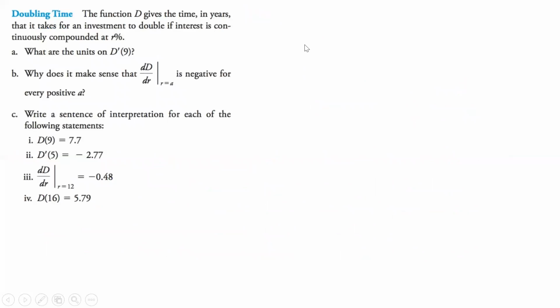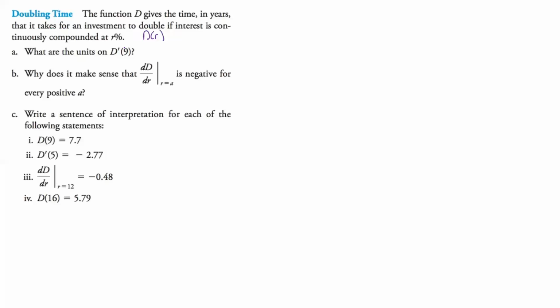All right, so what about doubling time? What does this one say? It says the function d gives the time in years that it takes an investment to double if interest is compounded continuously at r%. So it's going to be d of r, it looks like. Okay. So what are the units on d prime of 9?